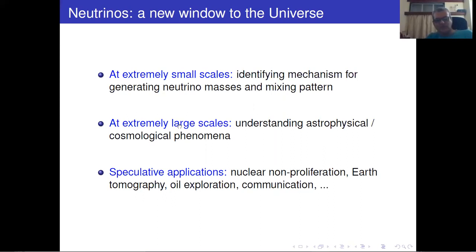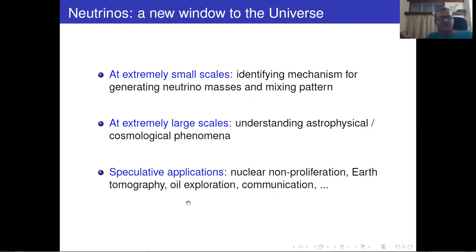You can also understand phenomena at extremely large scales. Of course, one is cosmological phenomena, like cosmic microwave background neutrinos, or the neutrino masses. Or you can understand very specific astrophysical phenomena, like supernovae, or AGNs, or GRBs, and so on, once you have information from light as well as from neutrinos.